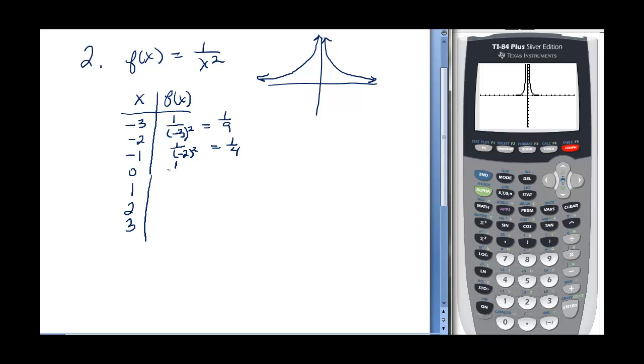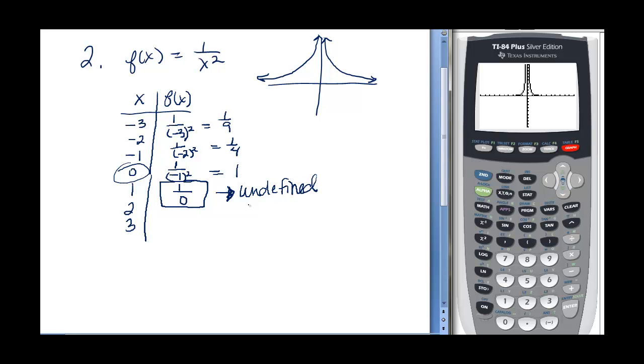Here, 1 over negative 1 squared, that would just give me 1. Now, here I have an interesting situation. I didn't discuss this in the first one, but we'll discuss it now. If I have 1 over 0, I have a problem here, okay? Because I cannot divide by 0. So when my denominator is 0, then the function is undefined at that point.